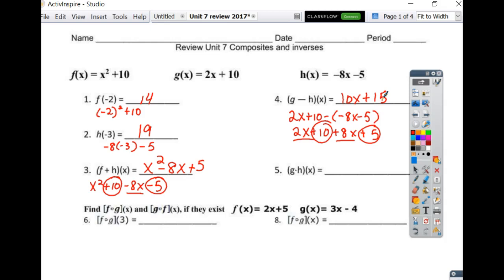So what about the last one? I'm going to multiply. So I'm going to multiply g times h. So I'm going to have 2x plus 10 times minus 8x minus 5. So you take the 2x times both things. So I'm going to have minus 16x squared minus 10x. And then multiply the 10 times both things. 10 times minus 8x is minus 80x minus 50. And then we're going to combine like terms. So minus 16x squared minus 90x minus 50.